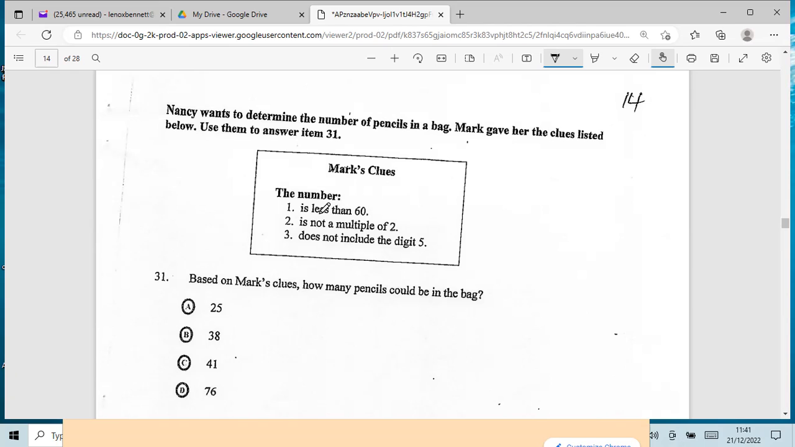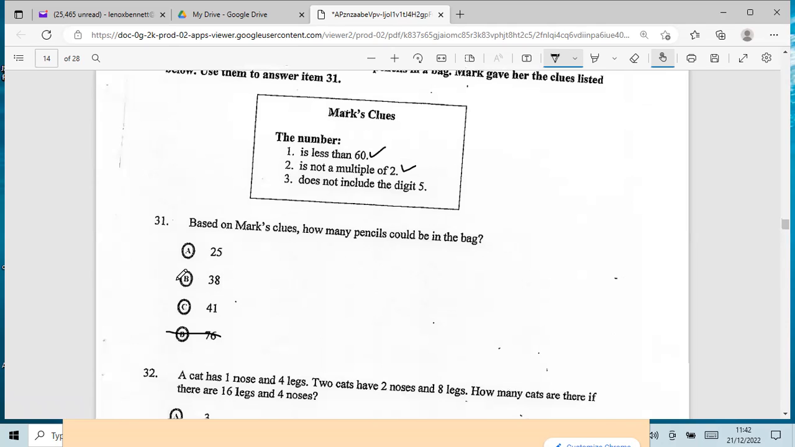The number is less than 60. Let me not say 2, let me say first. First clue is the number is less than 60. So right away, guys, when you read it, you eliminate this. That can't be the answer because the number is less. All right. 2 is not a multiple of the number. Do we see the answer already? With these 2 clues, could we? Sorry. So that means that we can eliminate this now because 38 is a multiple of 2.